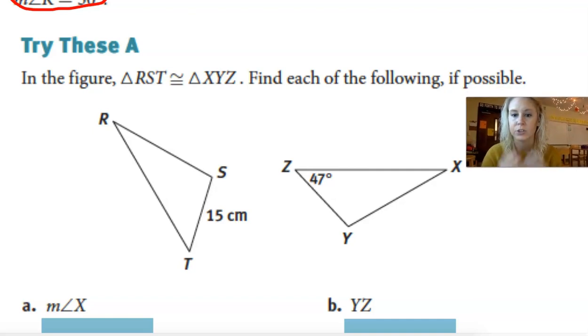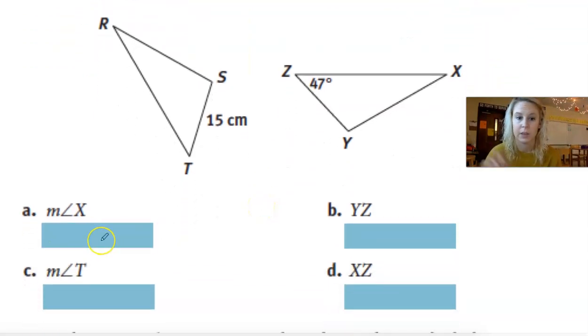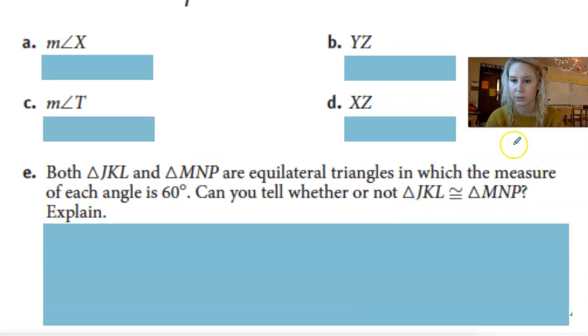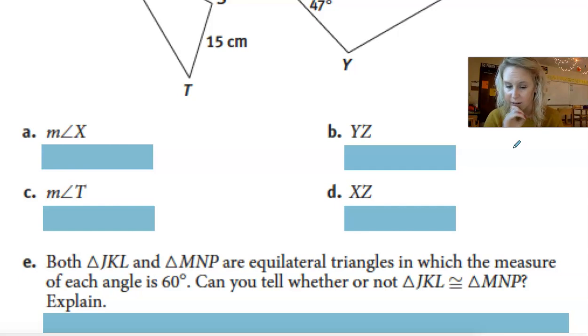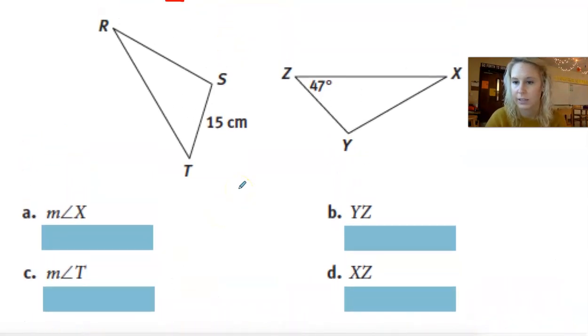Okay? So I have two congruent triangles. They're letting you know right now that they're the same. So it wants you to find each of the following information if possible. So maybe it's possible, maybe it's not, but see if you can tell me the measure of angle X, the measure of angle T, the length of YZ, and the length of XZ. And then go ahead and try E as well. So it says that they're equilateral triangles and the measure is 60. Can you tell if they're congruent or not? Okay, so try A, B, C, D, and E, press pause, and then we'll go over our answers.